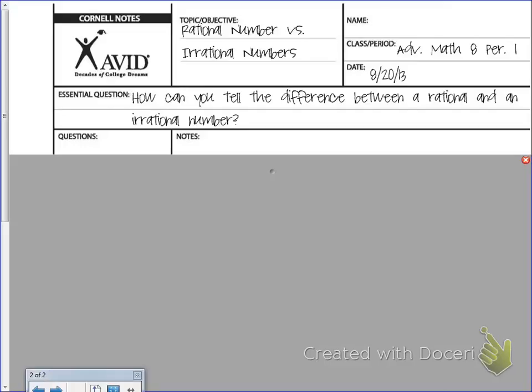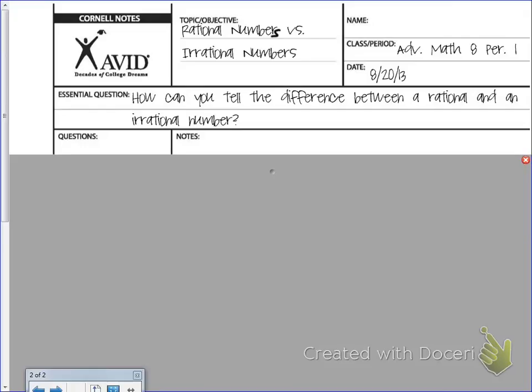All right, so we are looking this time today at rational numbers versus irrational numbers. So that is our topic, rational, that should say numbers, not number. So rational numbers versus irrational numbers. And our essential question is, how can you tell the difference between a rational and an irrational number? So that's going to be the question that we should be able to answer by the end of the class.